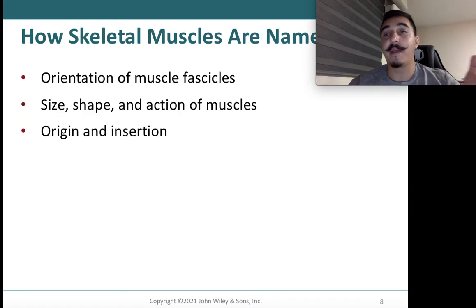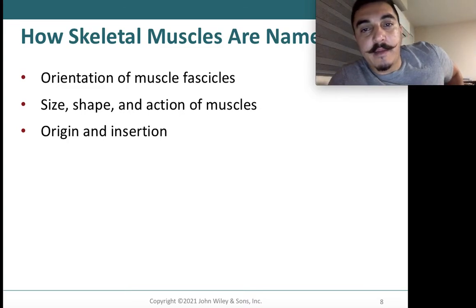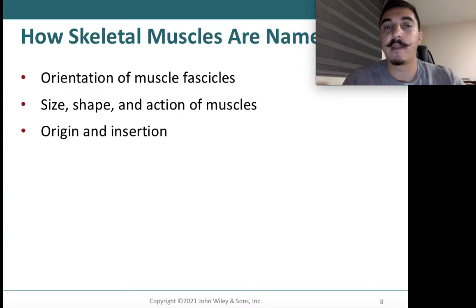The size, the shape, and the action can also give a hint to what the muscle is. So for example, the big one, the small one, the long one, the short one, the one that moves it closer, the one that moves it further away. So people got creative in identifying and naming these muscles. So that's going to help out. I think that's going to be our biggest helper, identifying the muscles.